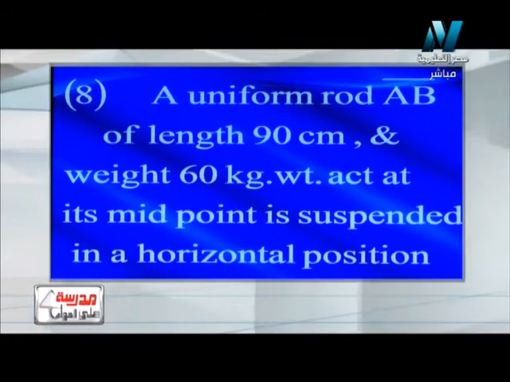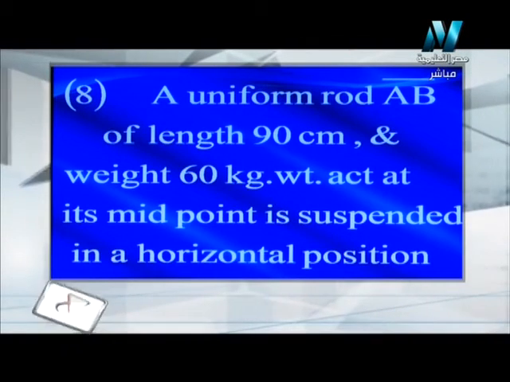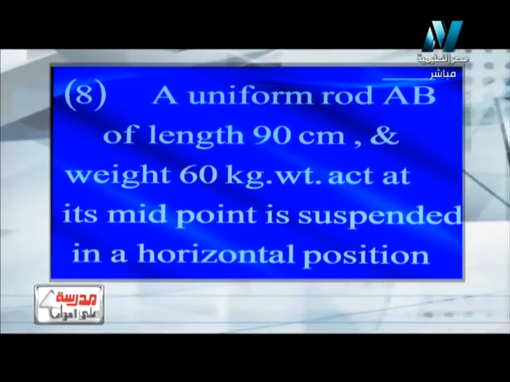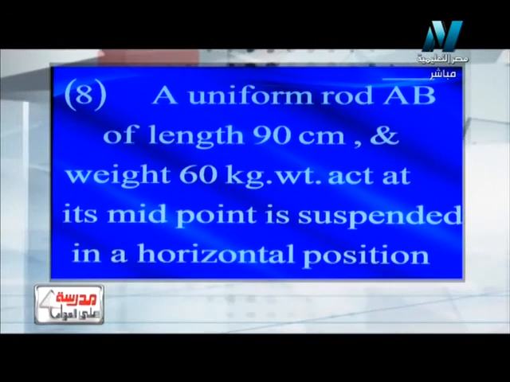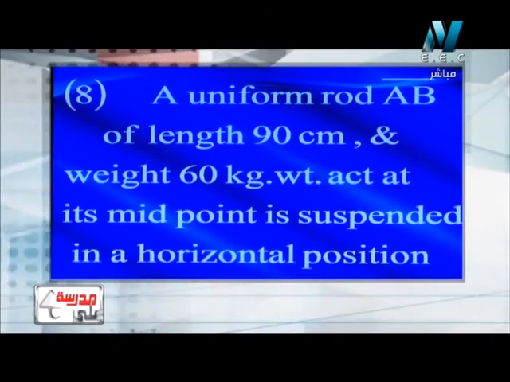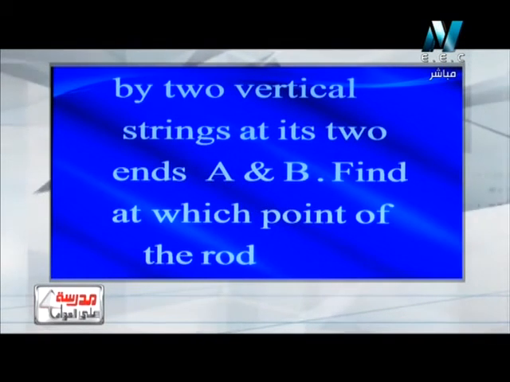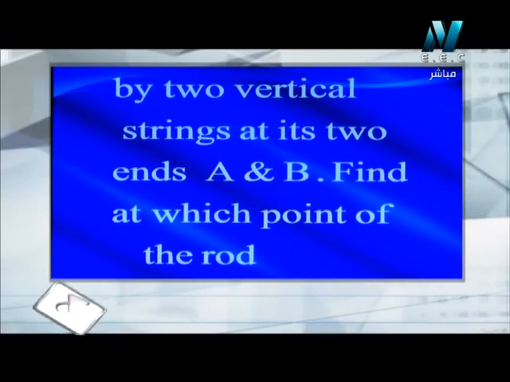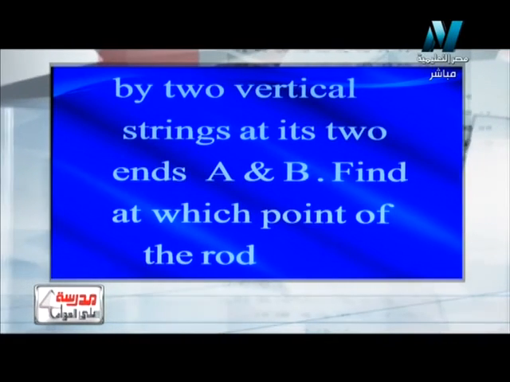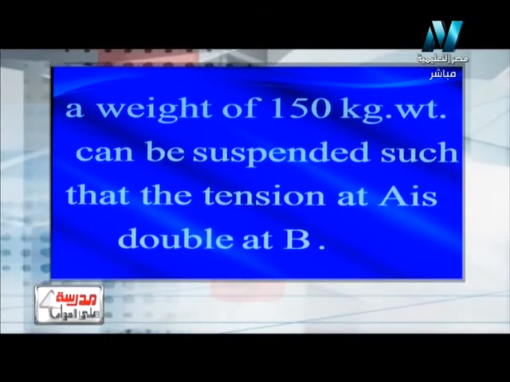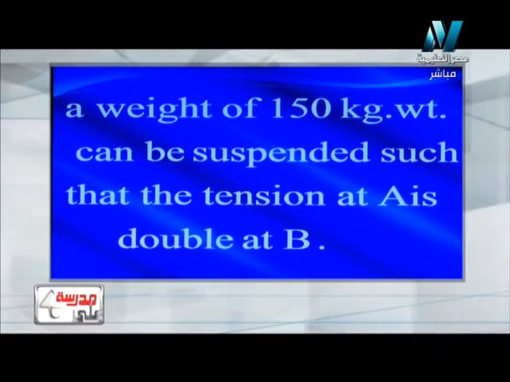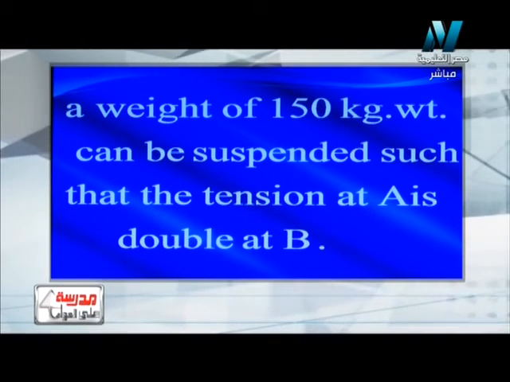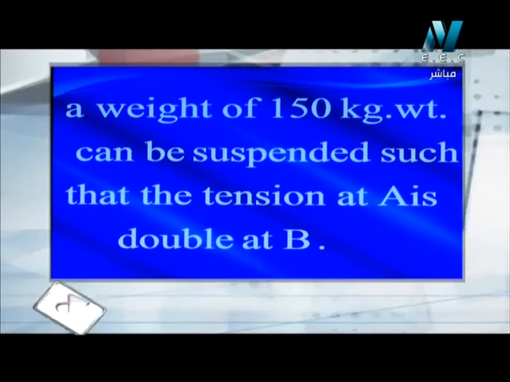Okay, thank you. All right, now let's move to another example, and this one says a uniform rod AB line segment of length 90 centimeters and weight 60 kilogram acting at its midpoint is suspended in a horizontal position by two vertical strings at its two ends A and B. So find at which point on the rod a weight of 150 kilogram weight can be suspended such that the tension at A is double that at B.